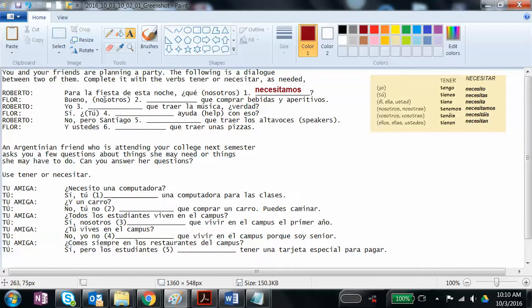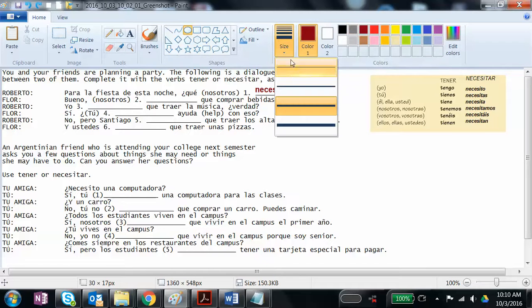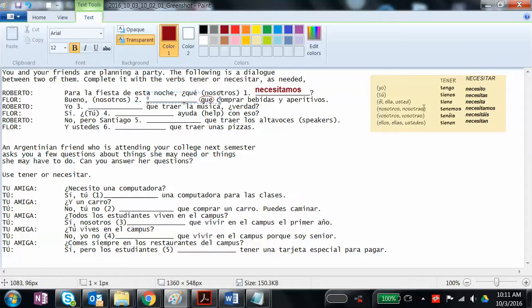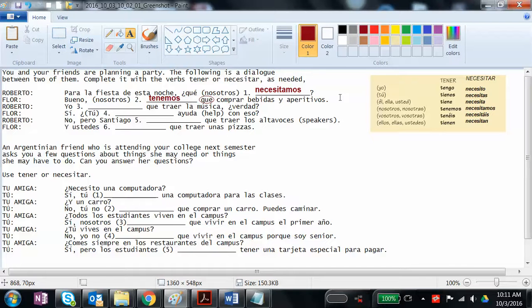Bueno, nosotros blank que comprar bebidas. Because of the fact that I have this que here, and when we're using necesitar to express an obligation or a need, we cannot have que. It's going to go directly up next to the infinitive. Because we have the que, we're going to switch to tener here, and it's nosotros again, so tenemos. So, tenemos que comprar bebidas y aperitivos.